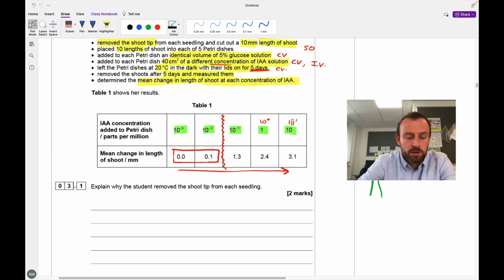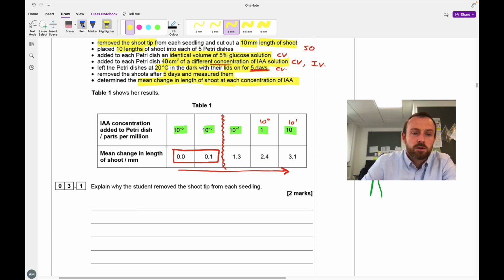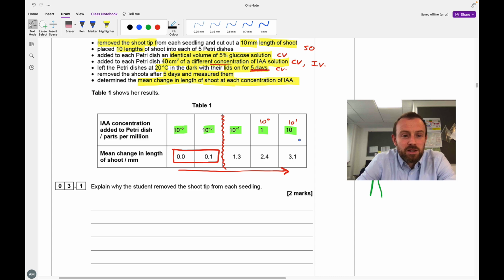Right, so first of all, describe the results. So I think we need to say that there is a general increase with increasing concentration of IAA. There is an increasing change in length, and I'd probably just say there is 0 change with 10 to the minus 5 and very little change up until 10 to the minus 3, and then after 10 to the minus 1 we have a bit more of an increase. So that's my describe.